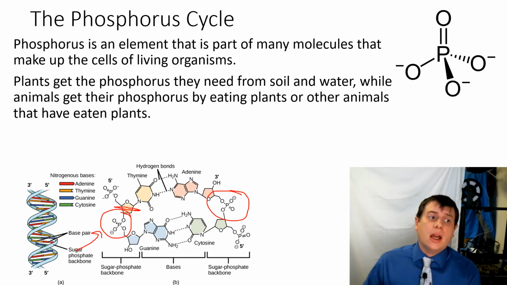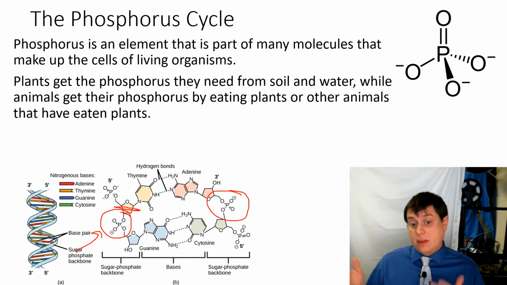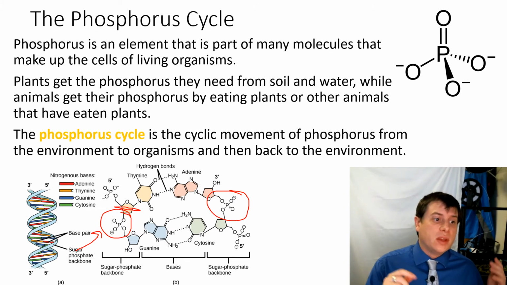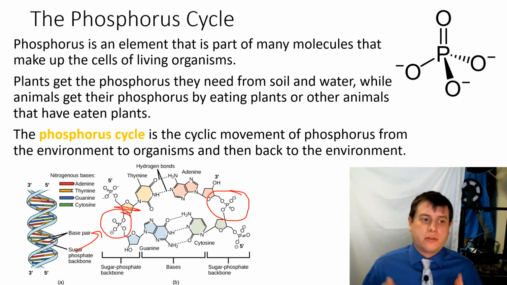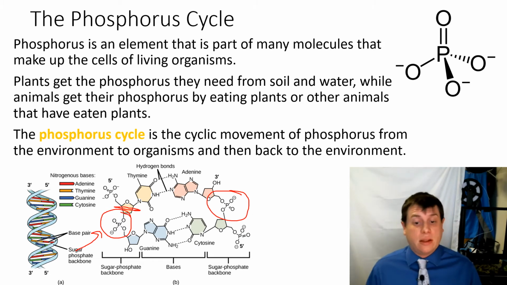All right, the thing is, plants get the phosphorus they need from the soil and water, while animals get the phosphorus they need by eating plants or by eating other animals that ate the plants. This is part of what's called the phosphorus cycle, and it's the movement of phosphorus from the environment to organisms and back to the environment.